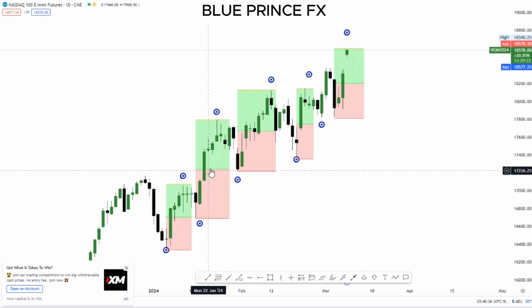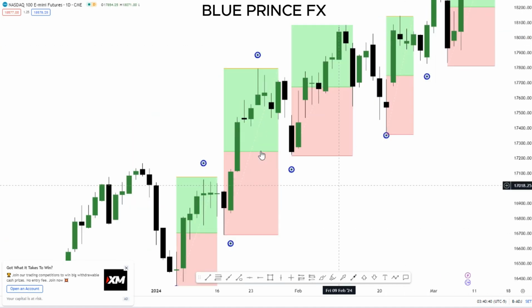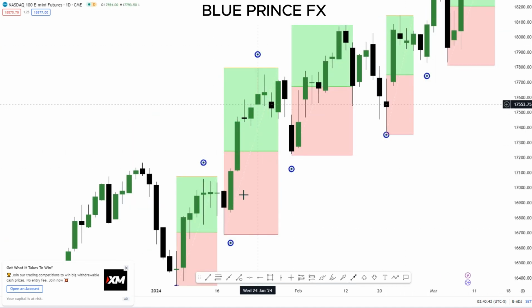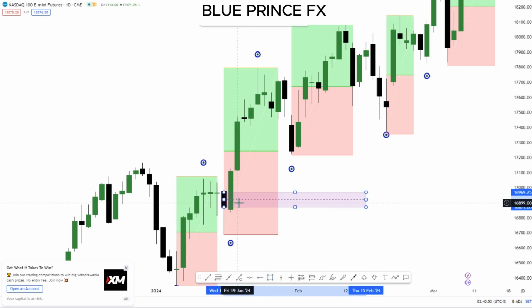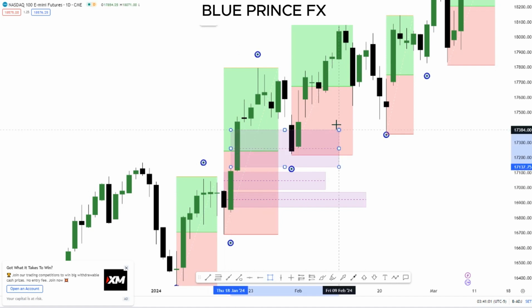This is your equilibrium. This is your premium market, and this is your discount market. So for you, in order to buy, you have to look at your PD arrays in your discounted market. So we have this propulsion block, this fair value gap, and we also have this fair value gap here. So if you were to take a trade, where were you going to take your trade?